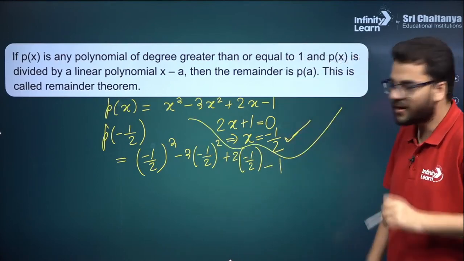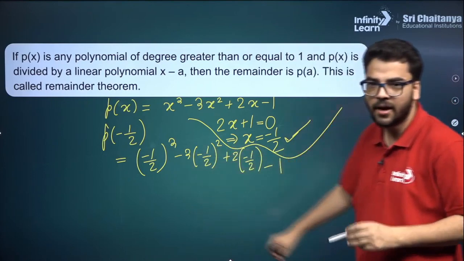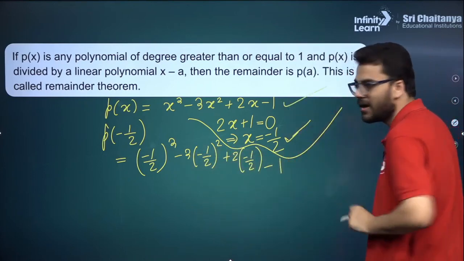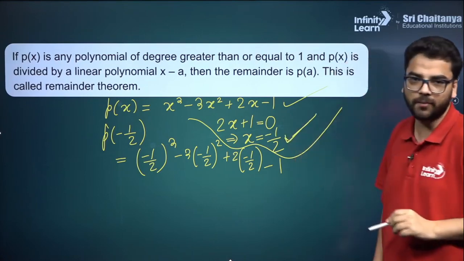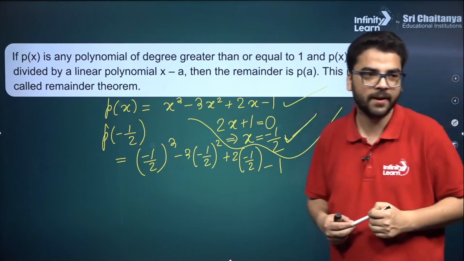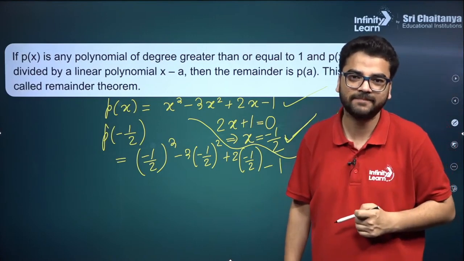So that is the remainder, and that's how you find the remainder when you divide a polynomial by a linear polynomial. I hope that is clear to you. Any doubt in this thing, guys?